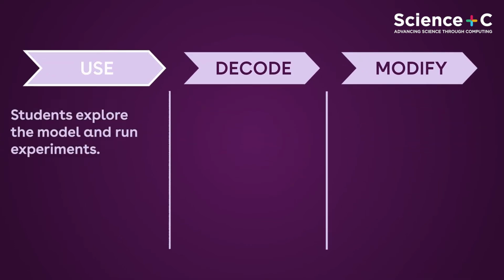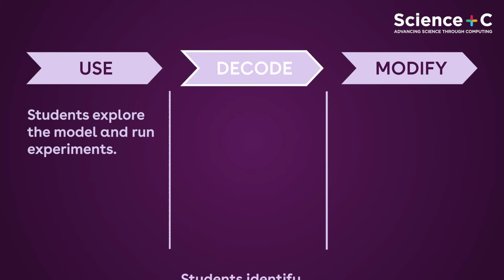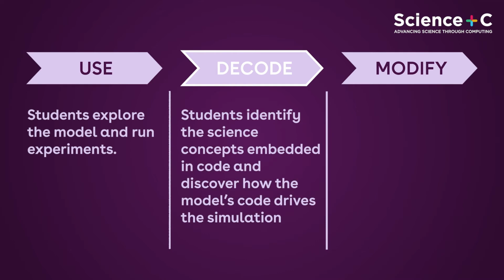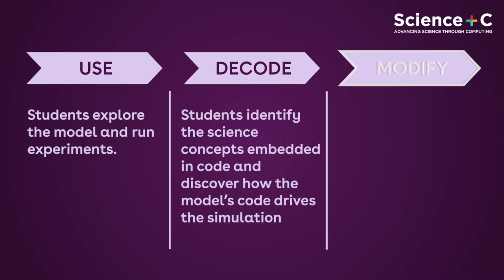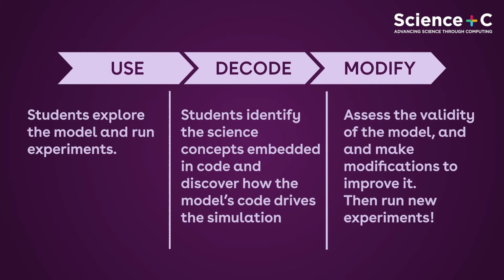In the use phase, students explore the model and run experiments. In the decode phase, students identify the science concepts embedded in code and discover how the execution of the model's code drives the simulation. In the modify phase, students assess the validity of the model in terms of whether it matches what they know about the scientific phenomenon being modeled, and make modifications to improve it. Then they run new experiments with the modified model to determine the impact of their changes.